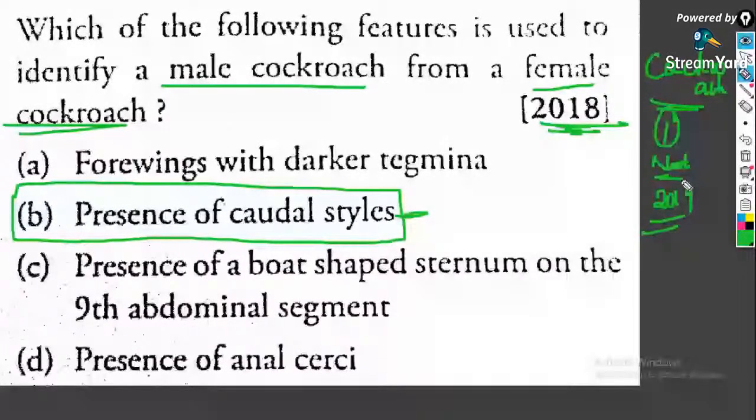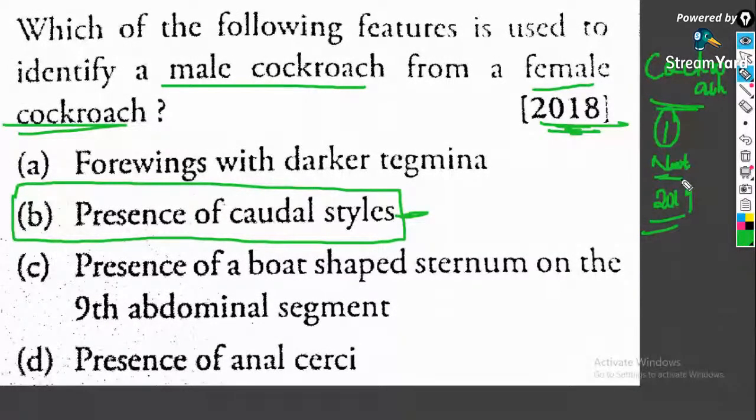So please do this for me. Take the NCERT and study the diagrams of all the systems of cockroach, the mouth parts, mandible, maxilla, all these things you have to learn. Then about the reproductive system, caudal styles and ootheca are there. Like this, so many terms will be coming over there, which will be difficult for you to understand.